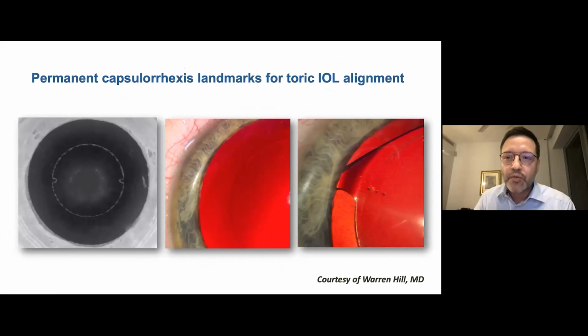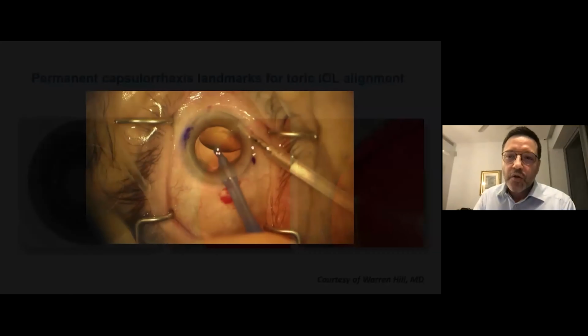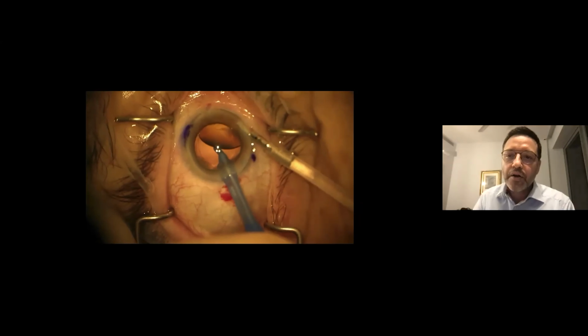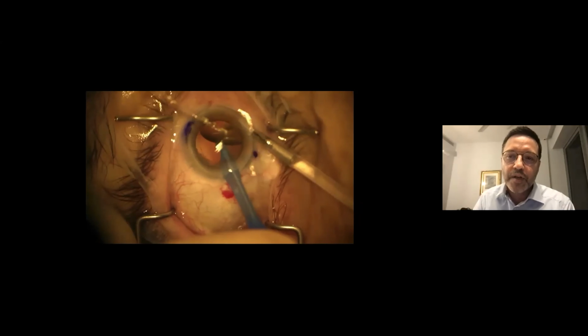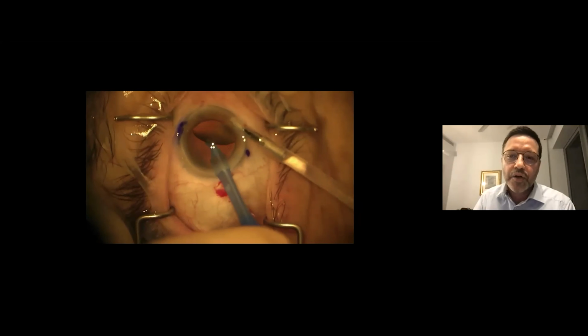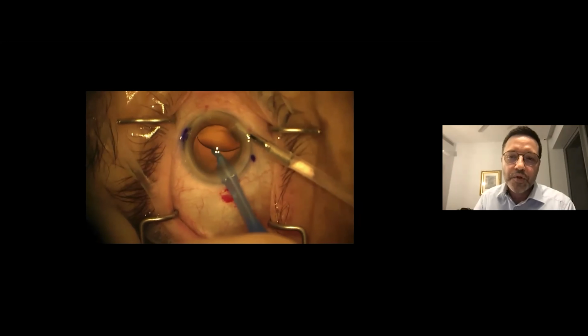Now, each one should try to find out his own preferred technique in order to achieve consistent toric IOL alignment. But no matter which technique you use, I urge you to meticulously aspirate the OVD behind the toric lens in order to reduce the chance for post-op IOL rotation.